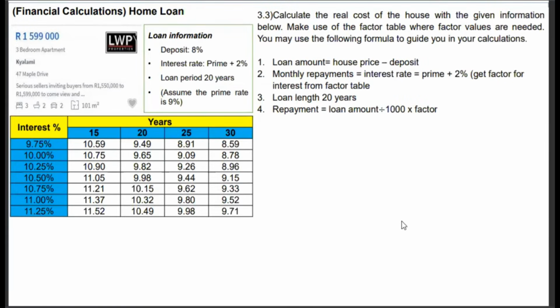All right, let's look at this question here. Probably this one's for marks. The first ones are just 2 marks each. All right, question number 3.3.